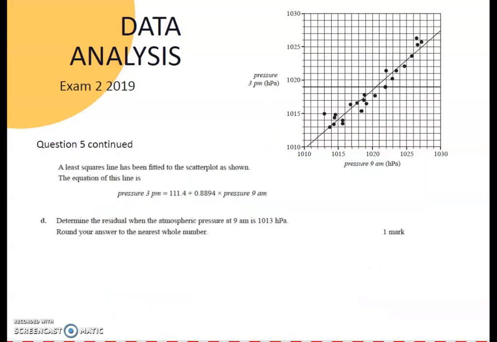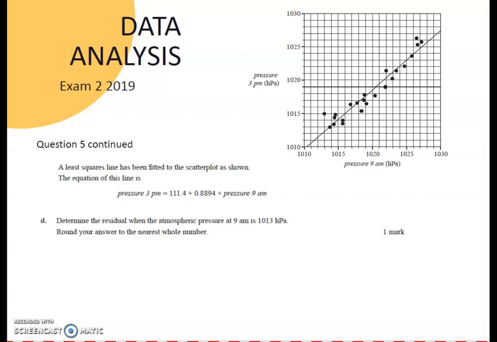Okay, so continuing on with question 5, but now we're going to jump to part D. We've got our scatter plot again with the line drawn on, and the equation that's been given to us. We're asked to determine the residual value when the atmospheric pressure at 9 a.m. is 1013 hectopascals.